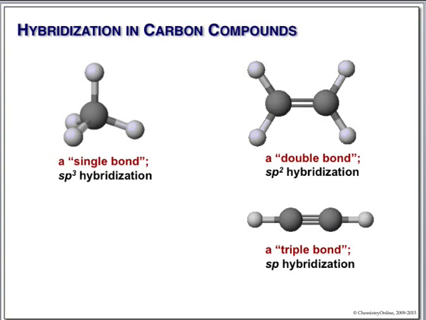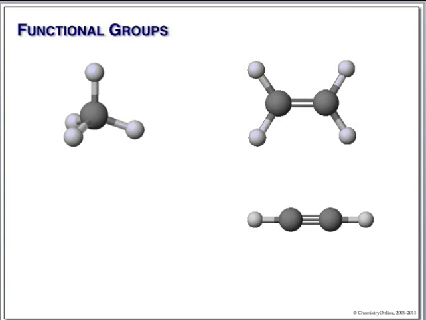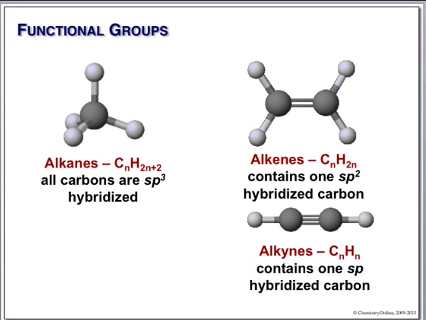So in terms of functional groups, our alkane, all carbons are sp3 hybridized. Alkenes, we have double bonds. Alkynes, we have triple bonds. Now again, these are examples of what we call functional groups.